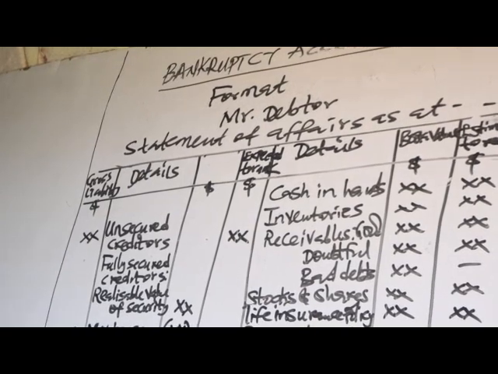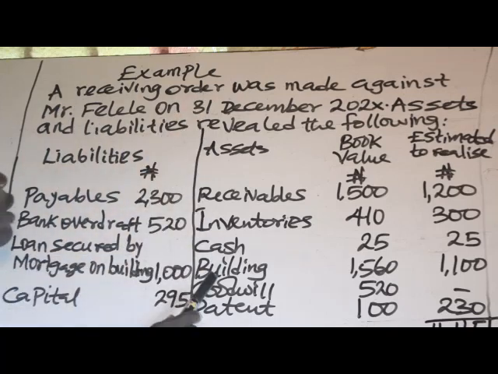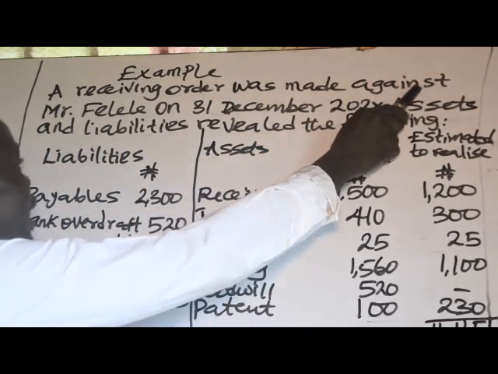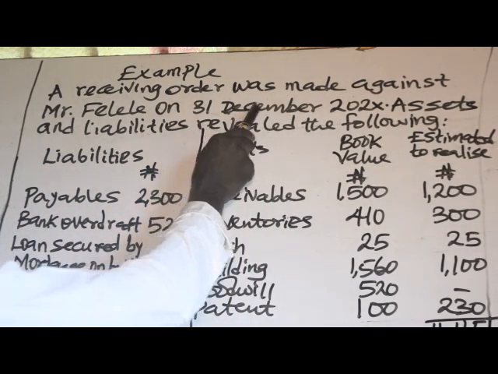Now I want to consider a worked example. A receiving order was made against Mr. Felele on 31st December 22X.